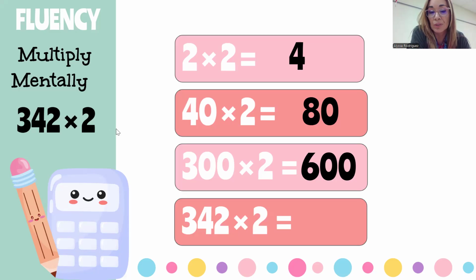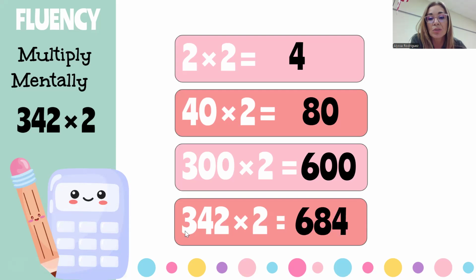Okay, if you still need more time, you can pause the video. 3, 2, 1. 2 times 2 is 4. 2 times 4 is 8. 2 times 3 is 6. So your answer is 384.